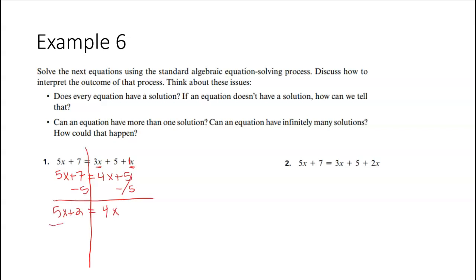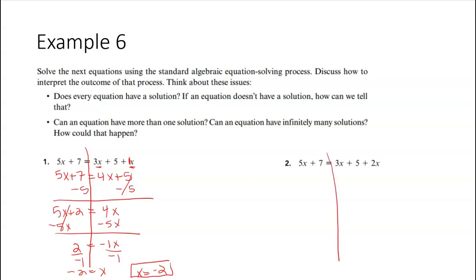And I get 5x plus 2 equals, and that goes away, I get 4x. Now I'm going to subtract 5x on both sides. That goes away, I get 2, and 4 minus 5 is negative 1x. Now you could multiply or divide by negative 1, and we're going to get negative 2 equals x. So x equals negative 2. And that's one solution. What about this one?